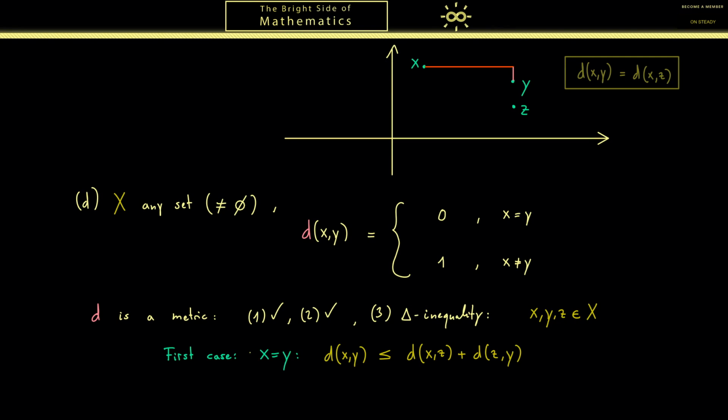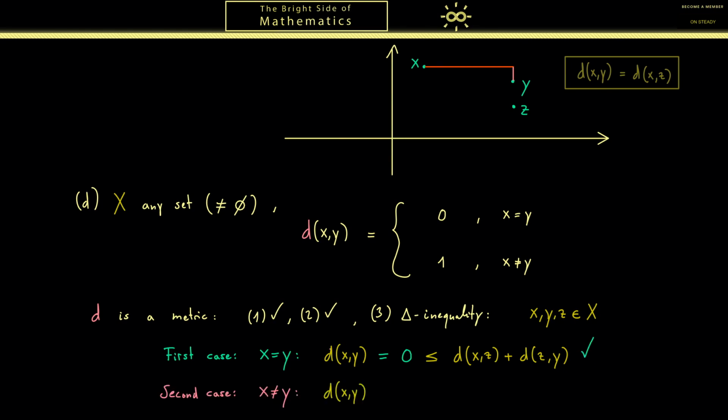Now the first case would be x is equal to y, and because then we know the distance of x to y is exactly 0. Okay, so let's write that here. This is 0. Okay, but then we know this inequality is correct because on the right hand side we just have the metric or the distances, and we already know they are positive or 0 in the worst case. This means that the triangle inequality in this first case is satisfied.